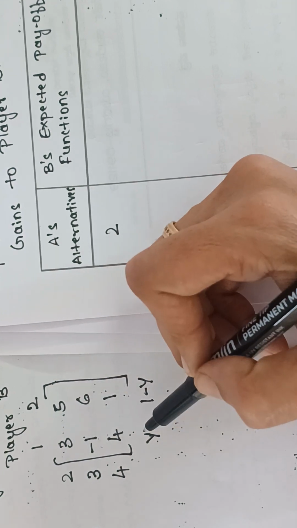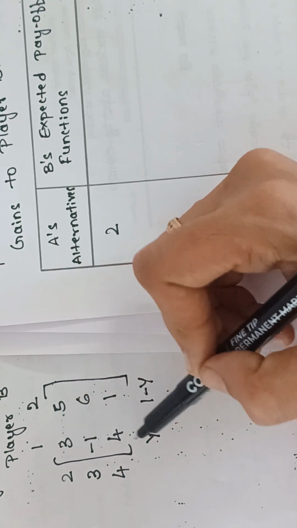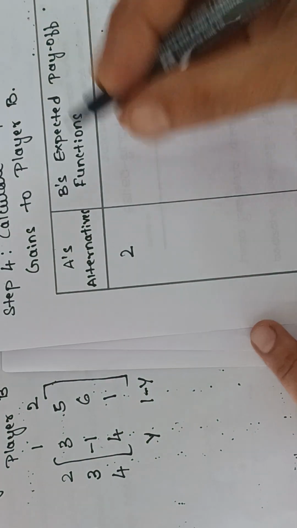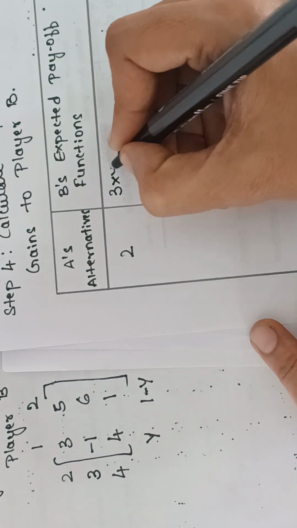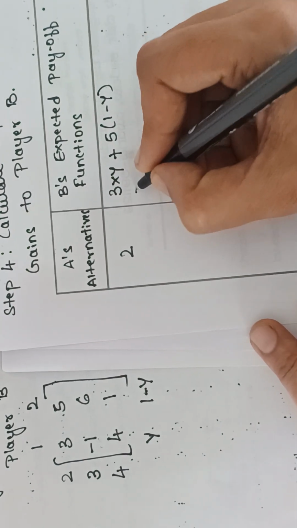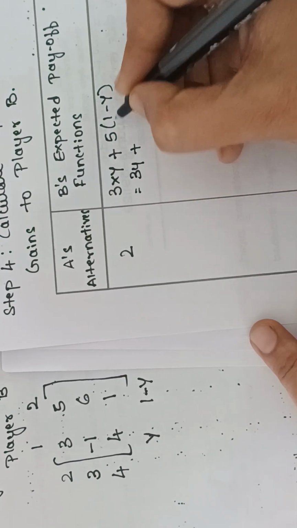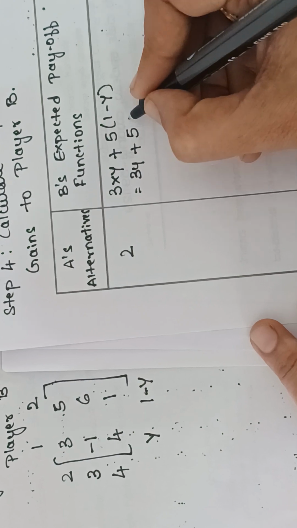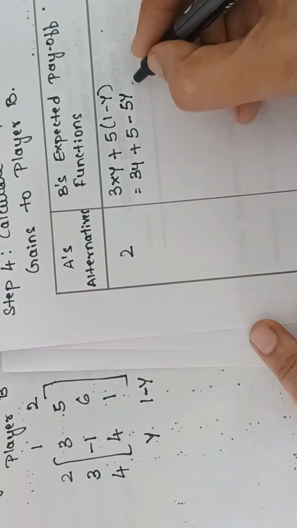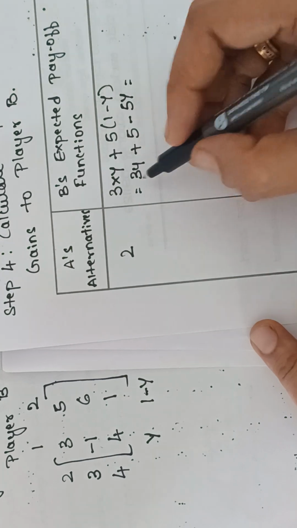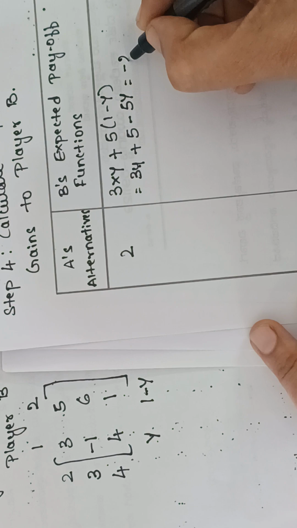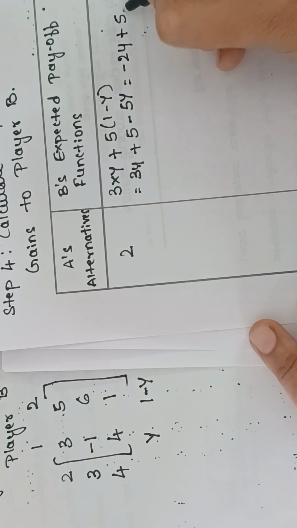So multiply with the respective probabilities: 3 into y plus 5 into 1 minus y. This will be 3y plus 5 into 1, 5, minus 5 into y, 5y, which we can further simplify as 3y minus 5y will be minus 2y plus 5.